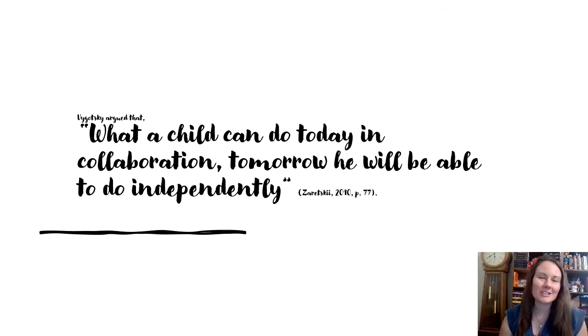I know that the source on here says 2010. I took this quote from a different article that was published way after Vygotsky's death. Vygotsky actually died in the middle of such a very large breakthrough, and so he left a lot of his theory unfinished when he died tragically young. This quote says, "What a child can do today in collaboration, tomorrow he will be able to do independently." What do you think about that quote? How do you think this applies to zone of proximal development?